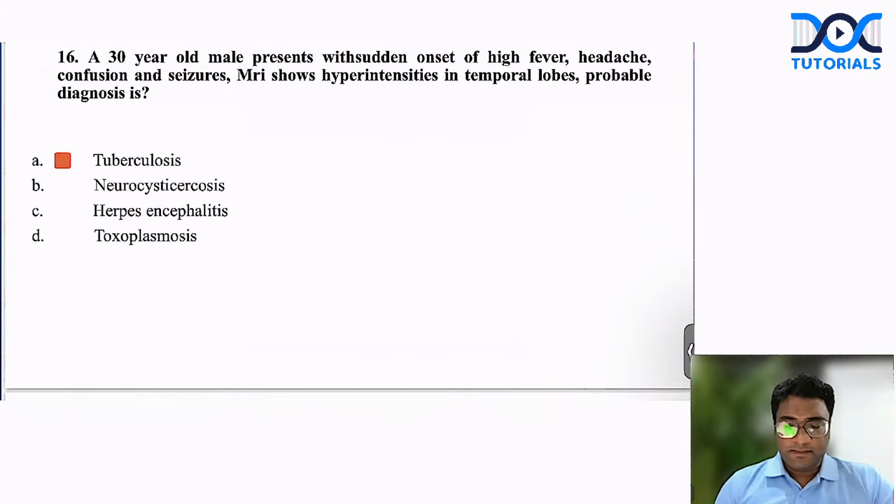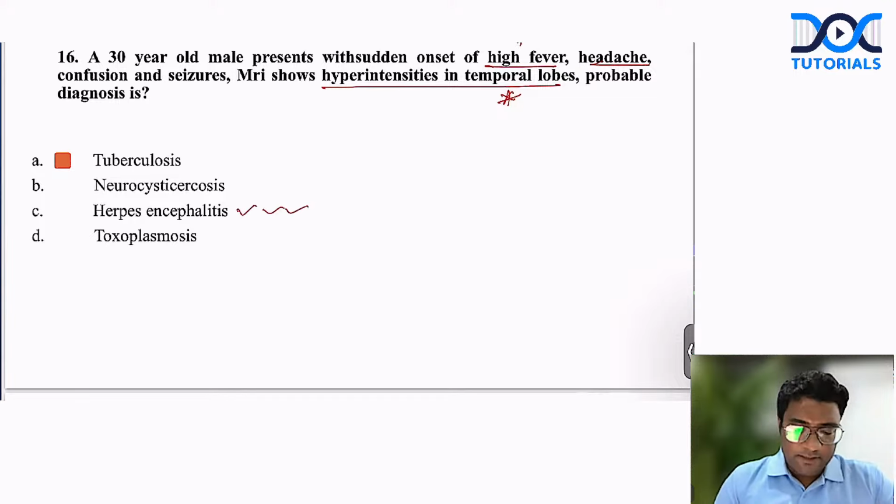16th. A 30-year-old male presents with sudden onset of high fever, headache, confusion, and seizures. MRI shows hyperintensities in temporal lobes. So what is the probable diagnosis? Fever patient, temporal lobe involvement. What does this suggest? This is herpes simplex encephalitis.